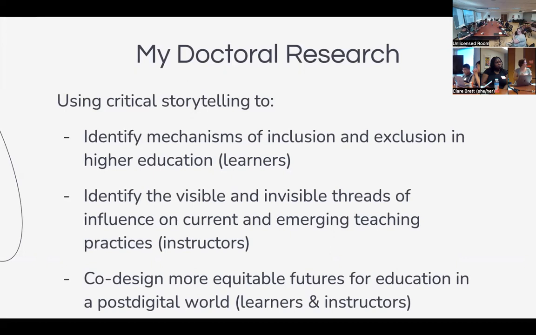After that, I'm going to look at the invisible and visible threads of influence on teaching practices. So in higher education institutions, we often say, well, teachers need to do better. Teachers need to be more inclusive. So we're going to look at how teachers practice. And my hypothesis, my argument is teachers can only do so much.